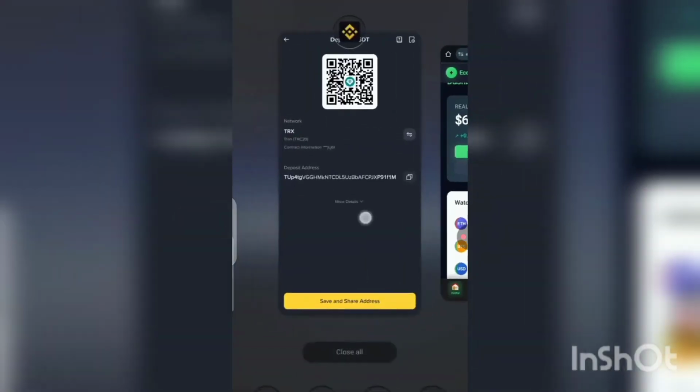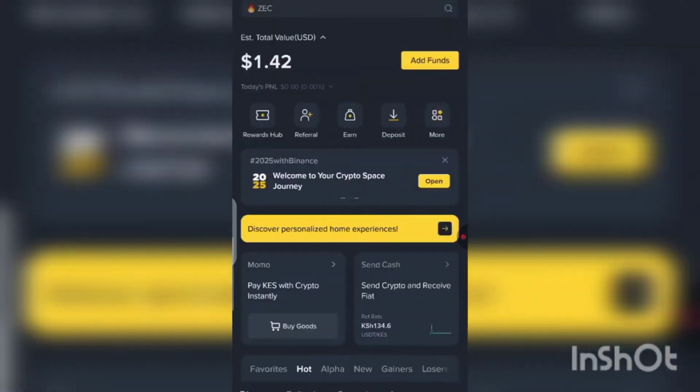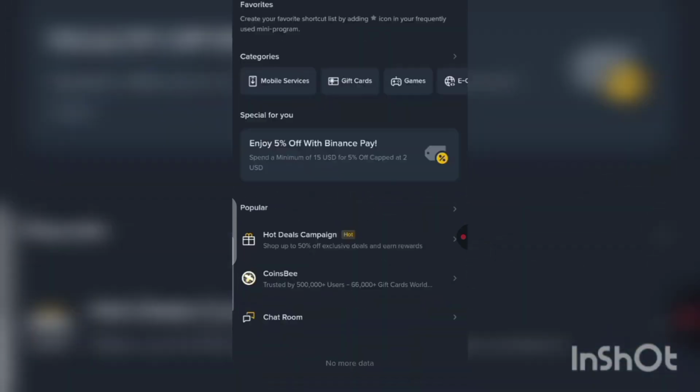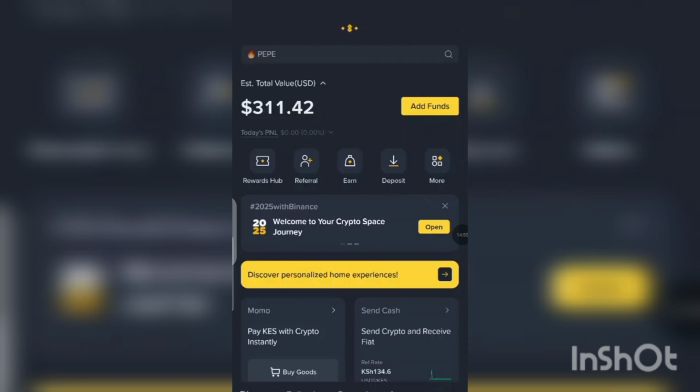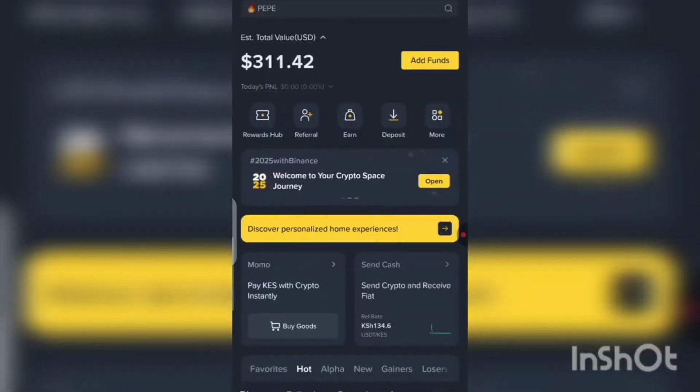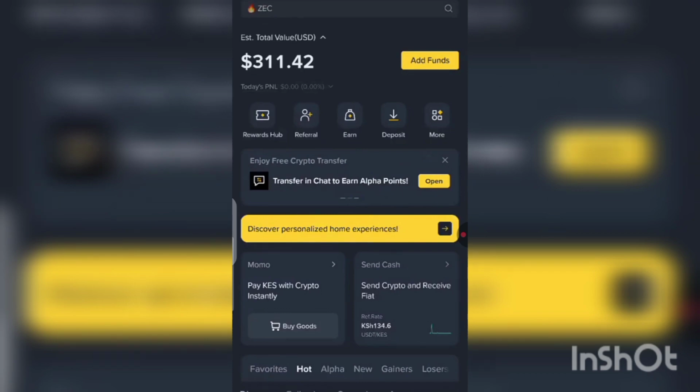We are coming over to Binance here to wait for the withdrawal. You can see that the money just arrived here now, which is very, very powerful. It doesn't take much time to arrive.